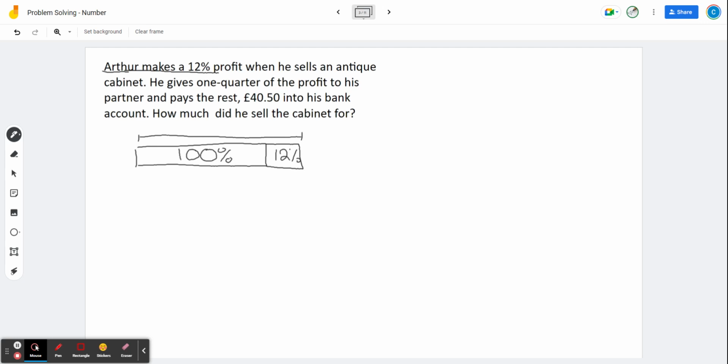It says he gives 1/4 of his profit to his partner and he pays the rest into his bank. Because it says it's the rest, I know that I'm looking at 3/4 of the profit. The 3/4 of his profit is £40.50. And I need to figure out how much he sold the cabinet for.